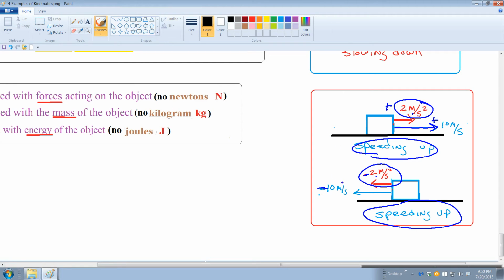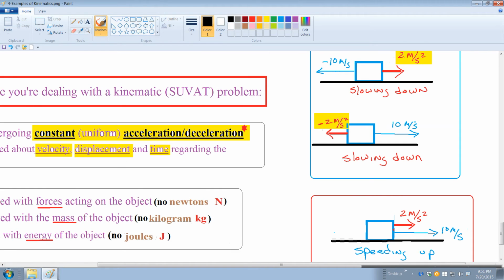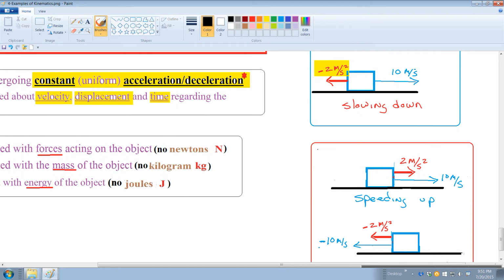So in all these situations, we're talking about acceleration. We're not talking about deceleration as an actual physics parameter, although the word is used.